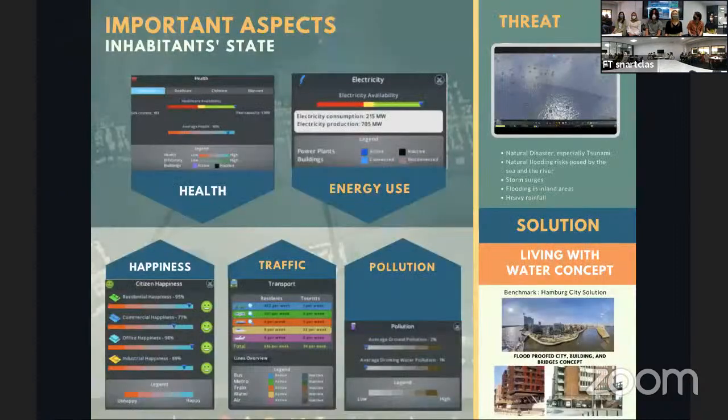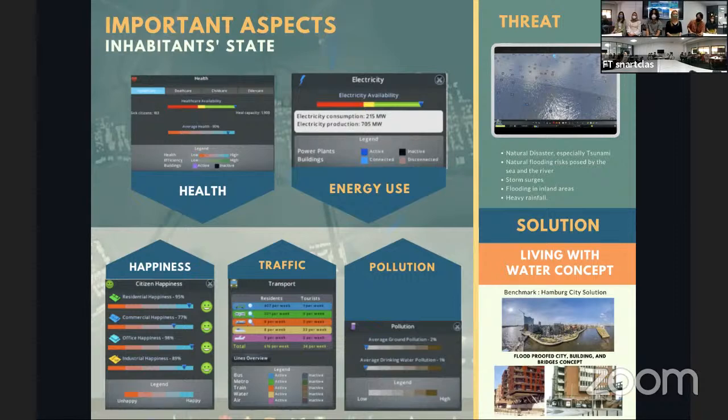Next slide, please. Okay. First, we have so far put our focus on achieving our sustainability goals. For the city, we've also kept in mind the important aspects, which are the citizens' state and condition. This means monitoring and maintaining the citizens' health, happiness, energy use, traffic, and pollution. We put it as our goal to maintain the wellness of these states using resources from the city and utilizing its waterfront specialty along with our sustainable goal of walkability.